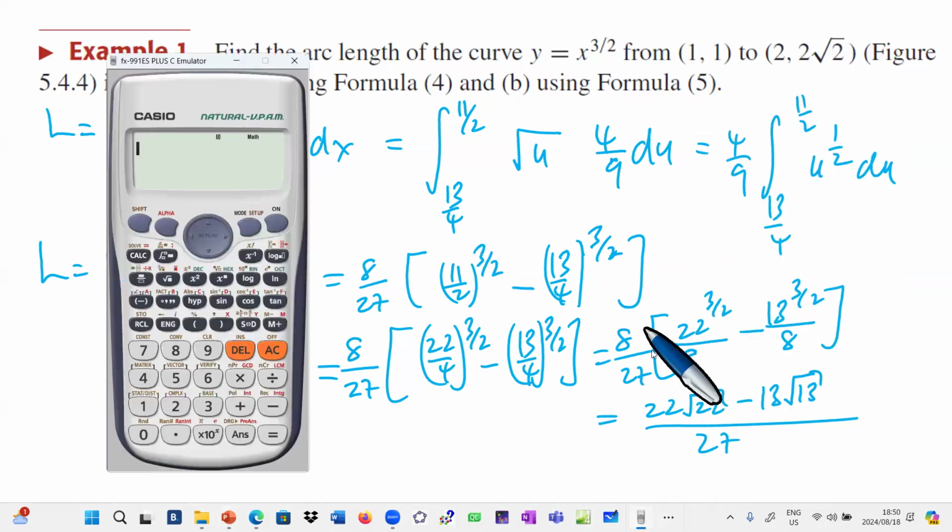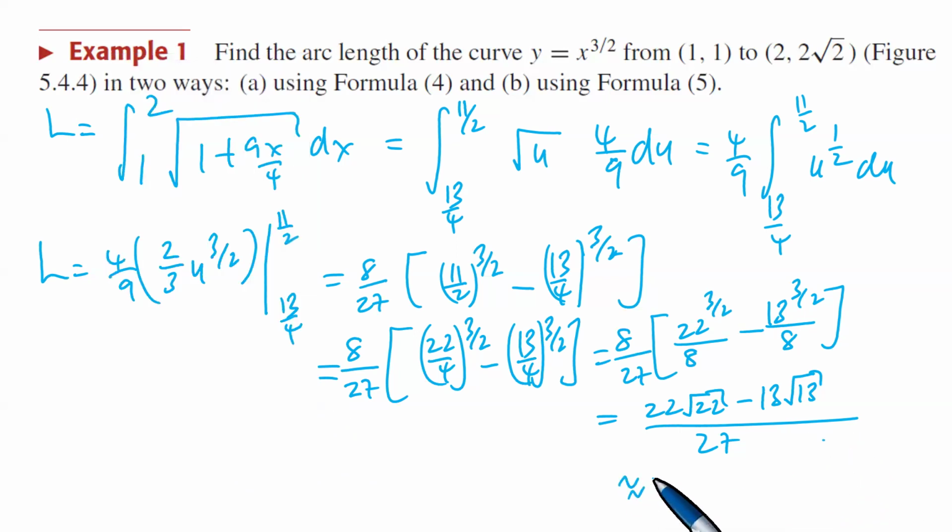And then we move on to the next approach, because we're supposed to use formula 4. So we're spoiled for choice. The formulas are galore, and we decide which one to use. So the square root of 22, then we minus the square root of 13, you divide by 27. And this is therefore approximately 2.09, and therefore this is the answer.